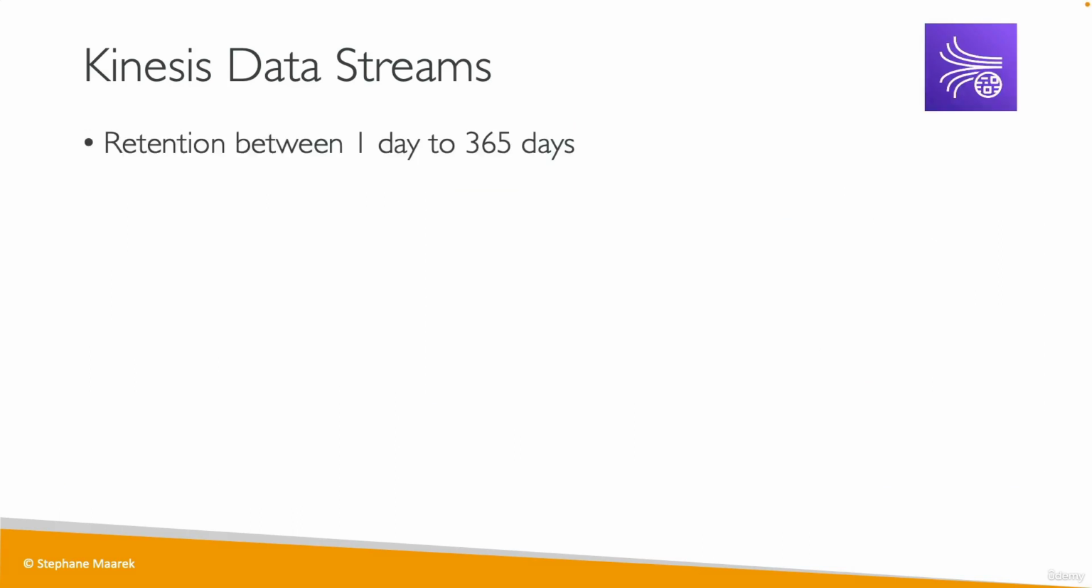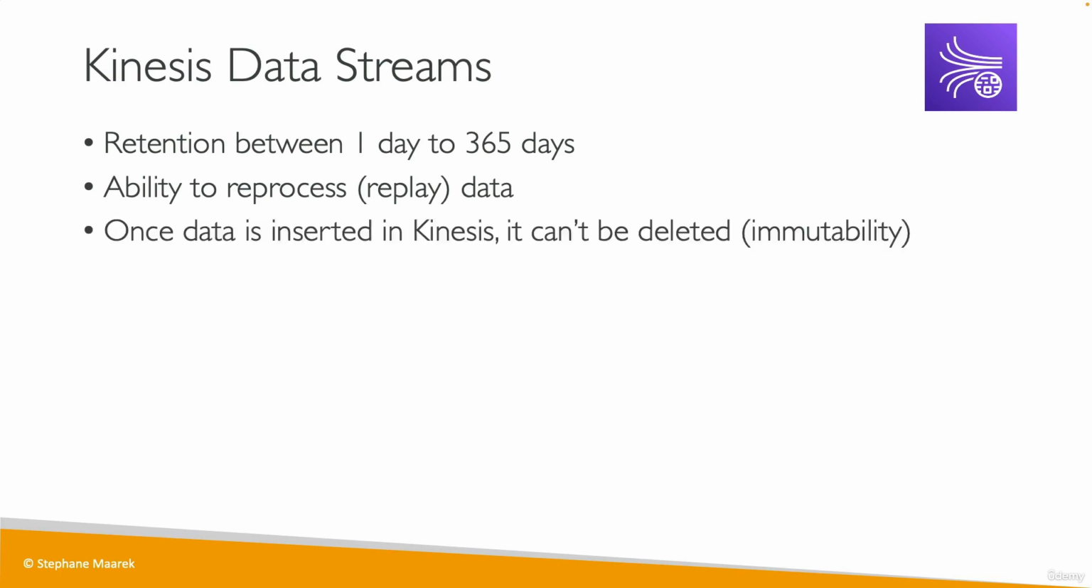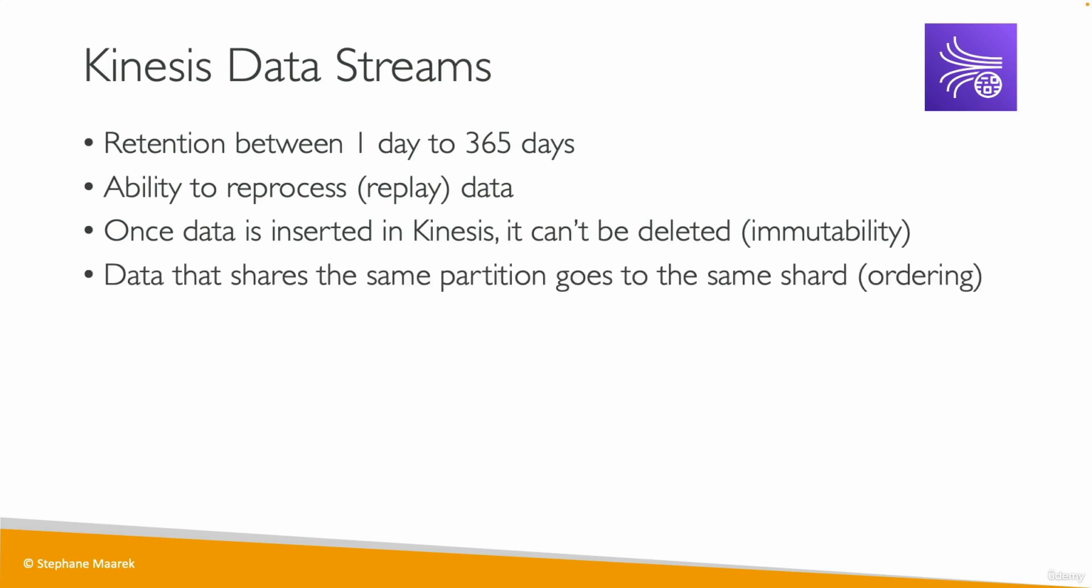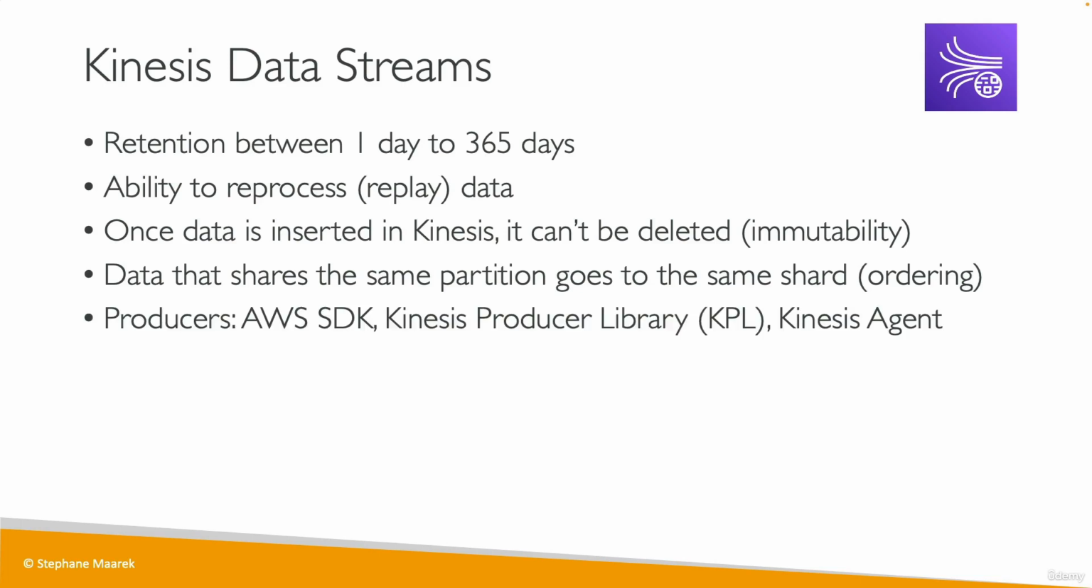The first one is that retention can be set between 1 day to 365 days. And that means that by default, you have the ability to reprocess or replay data. And once data is inserted into Kinesis, it cannot be deleted. That's called immutability. Also, when you send messages to Kinesis Data Streams, you add a partition key. And messages that share the same partition key will go to the same shard, and that gives you key-based ordering.